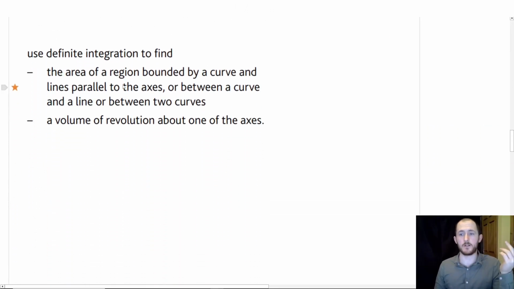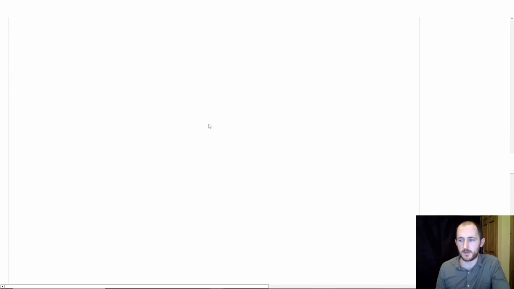So, oh look, it's the thing I just said. Use definite integration to find the area of a region bound by a curve and the lines parallel to the axis. So in this case, the x-axis, and a line, or between 2 curves. And then also something called a volume of revolution. Volume of revolution I'll come on to in 2 seconds when it actually comes up in a question.